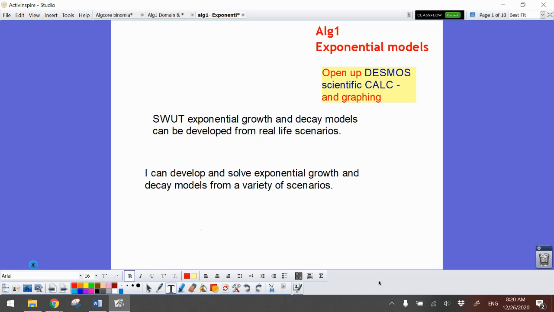All right, so we're going to go ahead and take a look at exponential growth and decay models today from real life scenarios. Okay, from real life scenarios. So I need you to open up your Desmos scientific calculator and your graphing calculator, just because we're going to be making use of both of them today as we take a look at how to come up with some values.